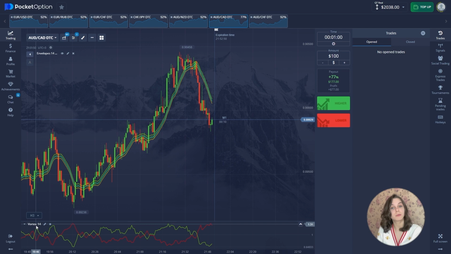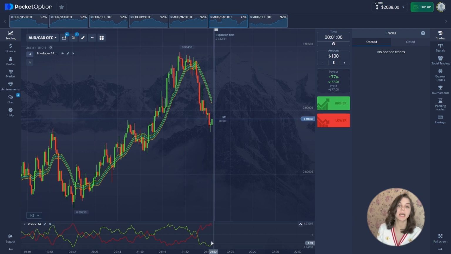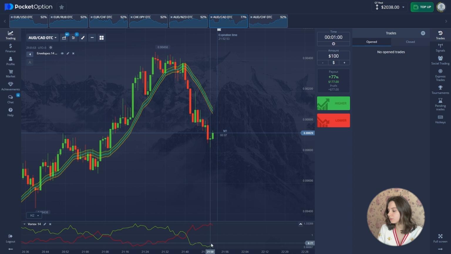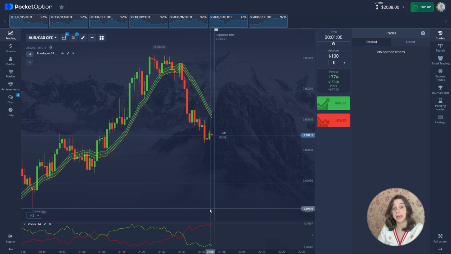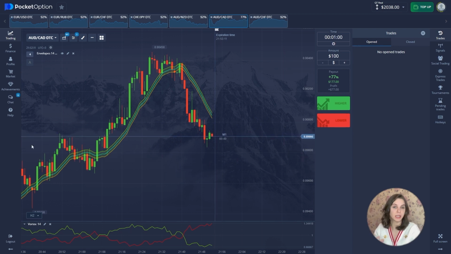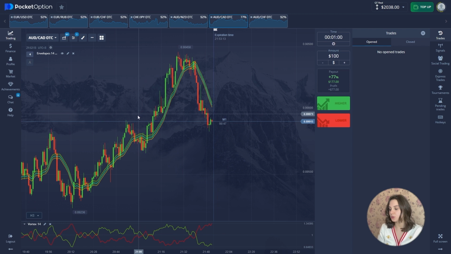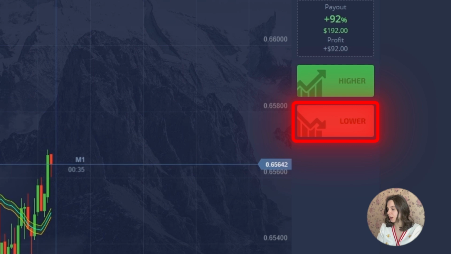I remind you that envelopes works on a more generalized basis, and it shows the general situation, and it shows such changes on the screen quite early. So vortex comes to our aid, and it shows even such small fluctuations, like two small reversal candles. That's why we need a bunch of different indicators. I advise you to always use two indicators plus technical analysis.